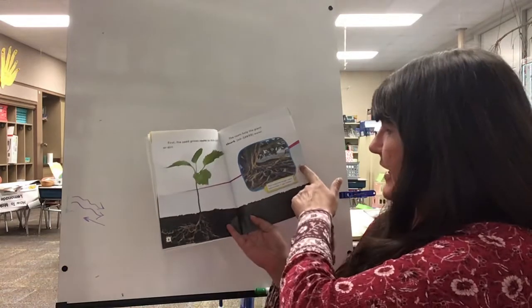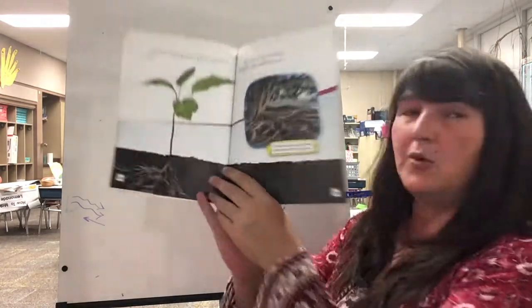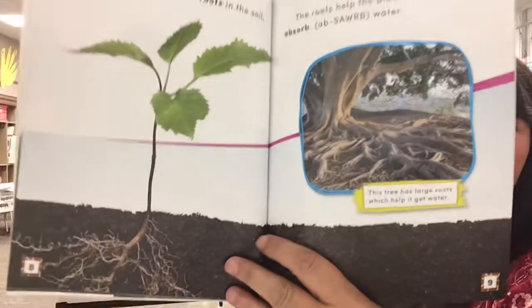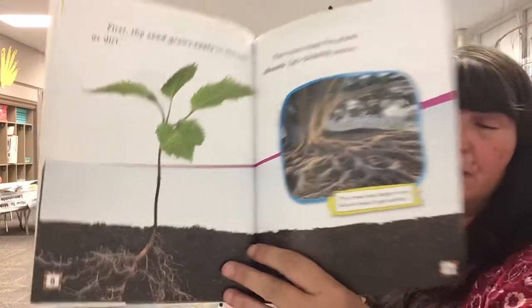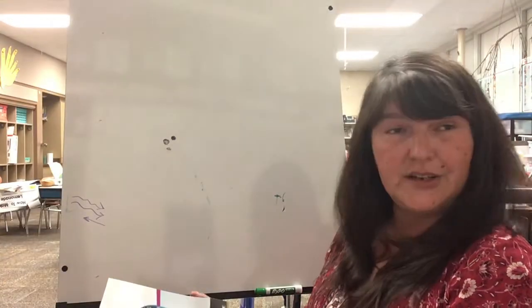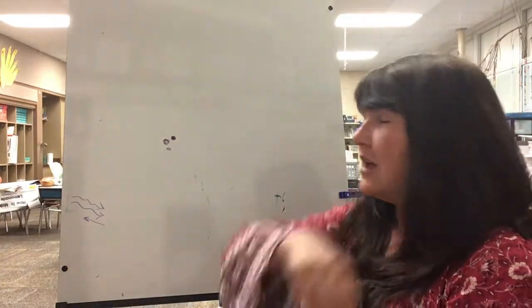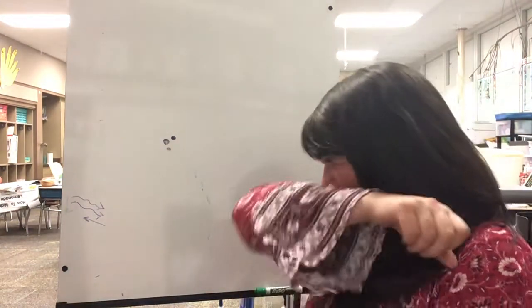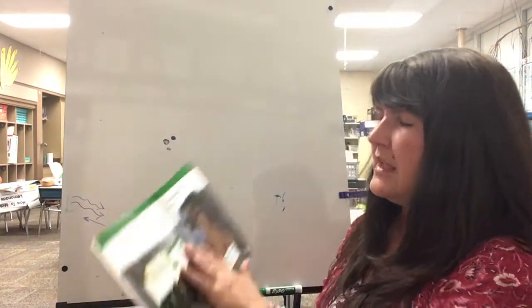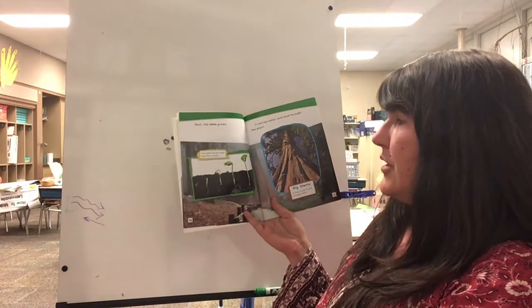This tree has large roots which help it get water. Look at the roots on the ground there. If you have a very big tree in your neighborhood, can you see its roots? Next, the stem grows.